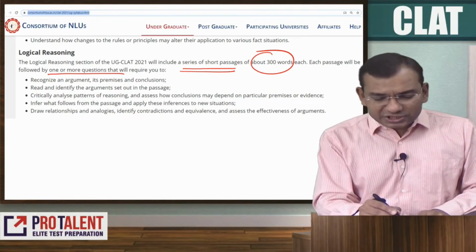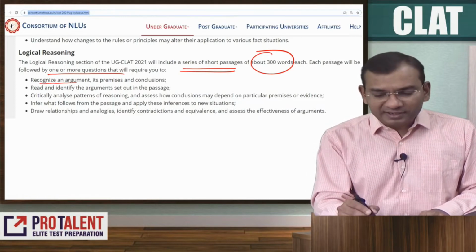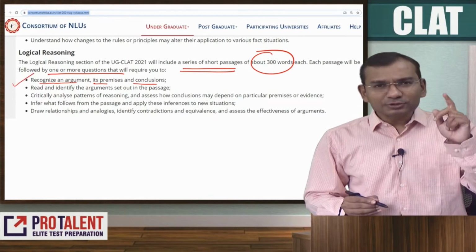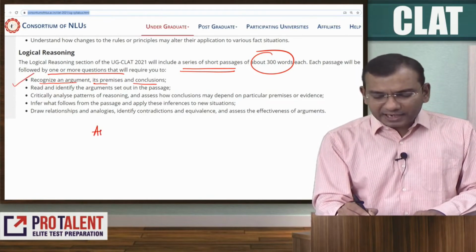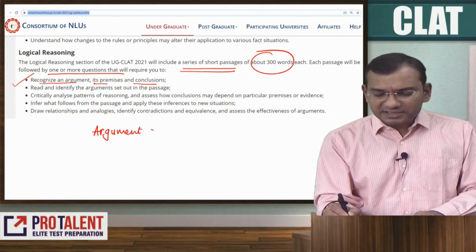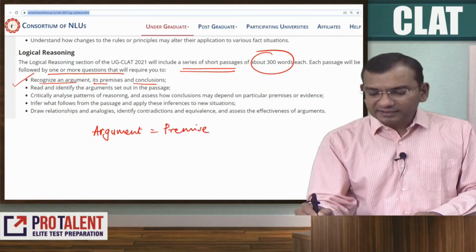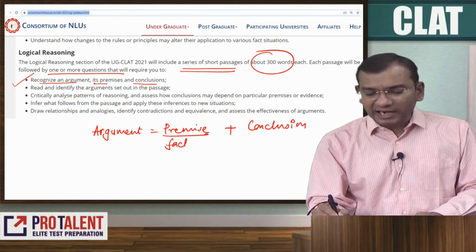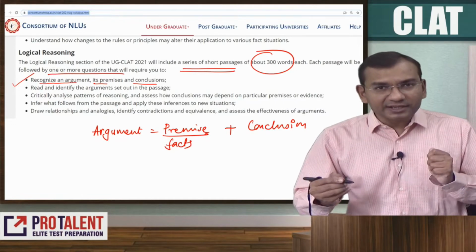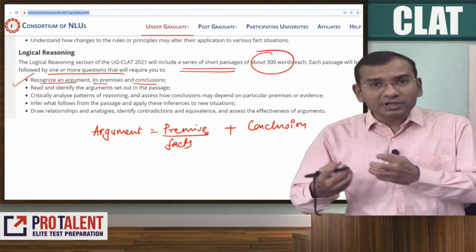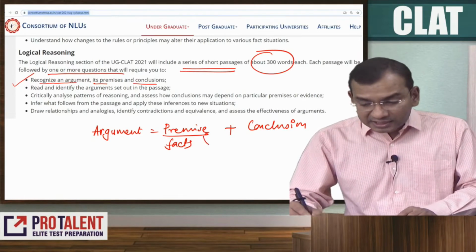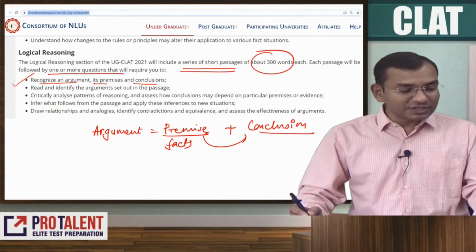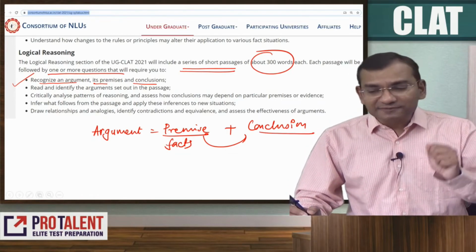1. You must be in a position to recognize an argument, its premises and a conclusion. Very important. Friends, an argument comprises premises and a conclusion. Yes or no? What are premises? Premises are facts, those statements which are considered to be true for a given scenario. Then there is some relationship between these premises and a conclusion. Conclusion is the inference we need to reach.